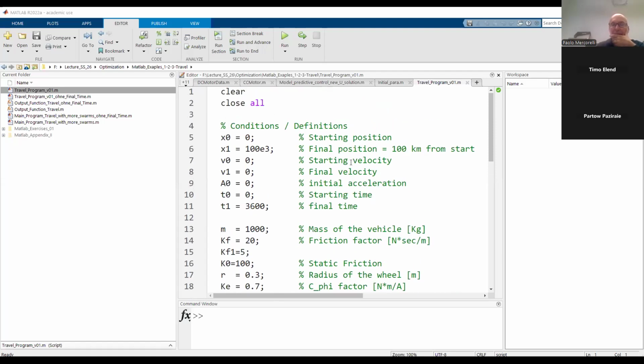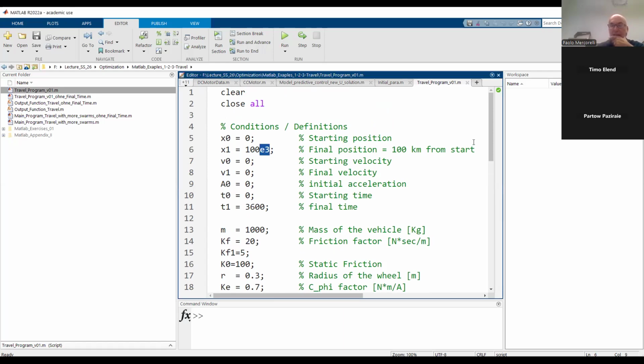We can see here the data which I told you, no? Starting position x0 equals 0. This is more clear what I intend. Final position 100 kilometers. We can see here in the MATLAB language, 100 kilometers. We can see also, I will upload also, this could be useful again for any kind of trajectory tracking, not necessarily in a mechanical sense, tracking, let me say so.